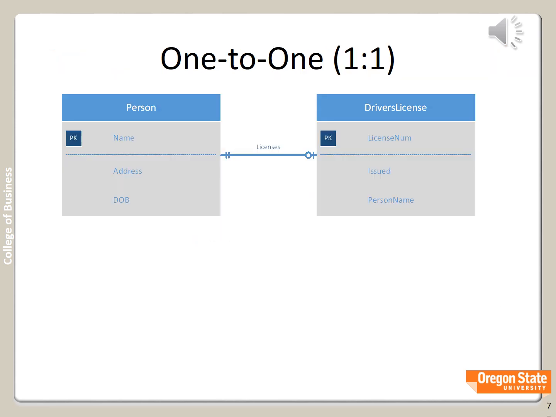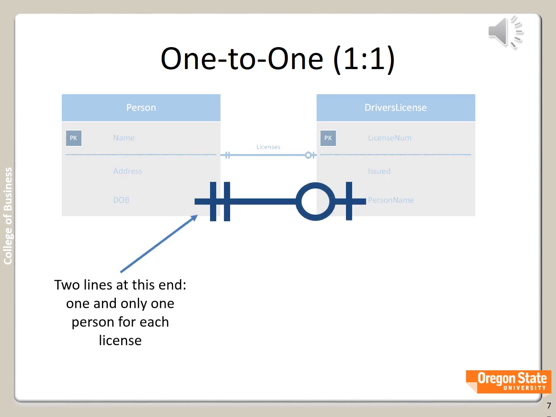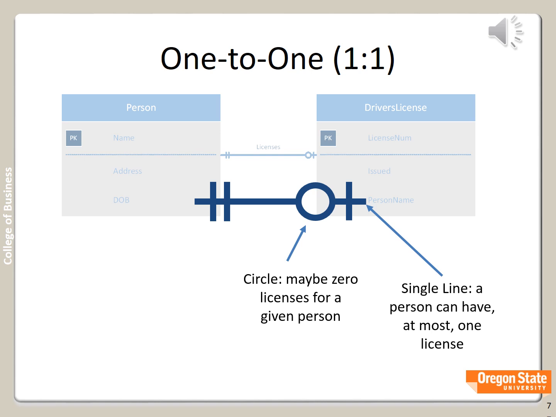This ERD documents the association between persons and driver's licenses. We know this is a license relationship because of the word on the line. You may recognize the symbol at the person end of the line shown here. One and only one driver's license is issued to a person. They can't have two, and you can't have a license without a person. Going the other direction, each person may have at most one license, but a person may not have any licenses. That is why the driver's license line end has a circle, meaning 0, and a single line, which stands for 1.